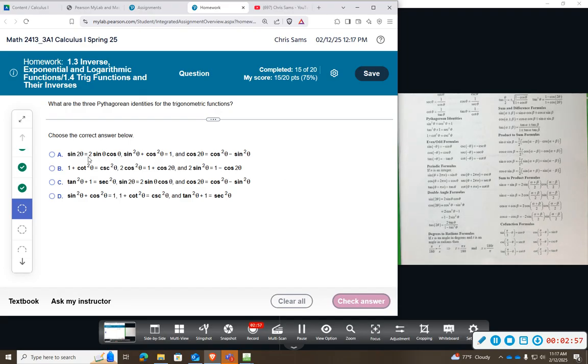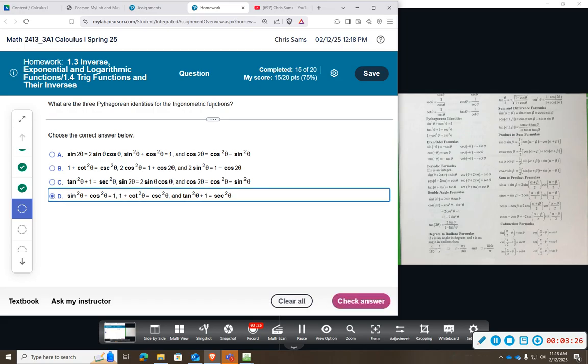So if I'm looking, we have sine squared plus cosine squared equals 1, and then cosine of 2 theta, where we have a couple of different double angle forms for cosine that match. But again, it says Pythagorean identities. The only one that looks like all 3 Pythagorean identities is D, even though some of these might have other true identities. When we say Pythagorean identities, we're really thinking about the squares.